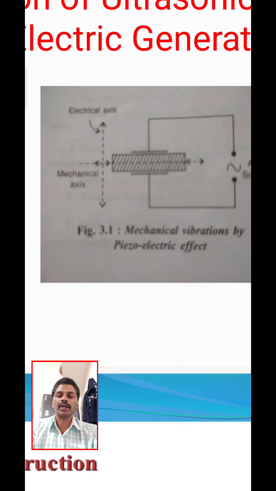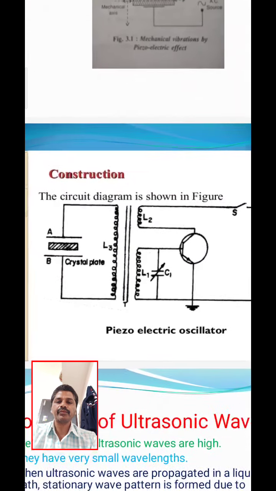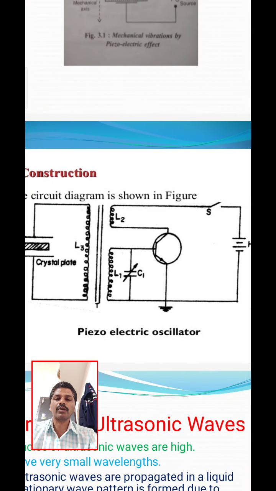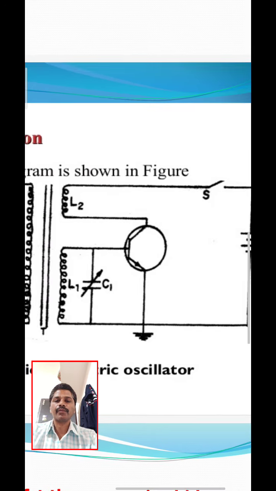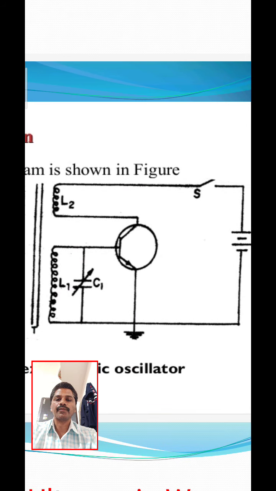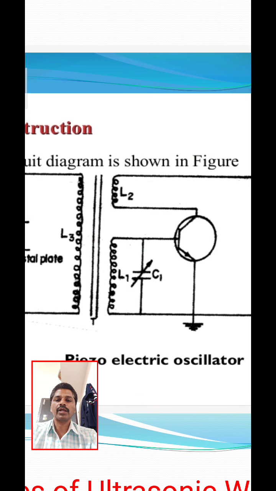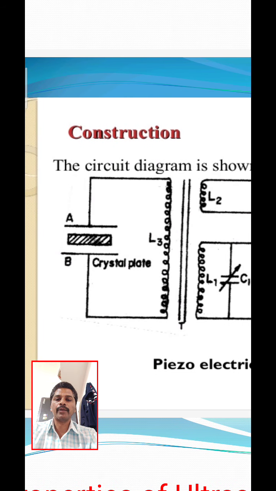Based on this principle, the piezoelectric oscillator or piezoelectric generator works. This is the circuit diagram of piezoelectric oscillator. The diagram consists of a high tension battery, transistor, inductances L1, L2 and L3, capacitor C1, two metallic plates A and B, and between these two metallic plates we have a quartz crystal.